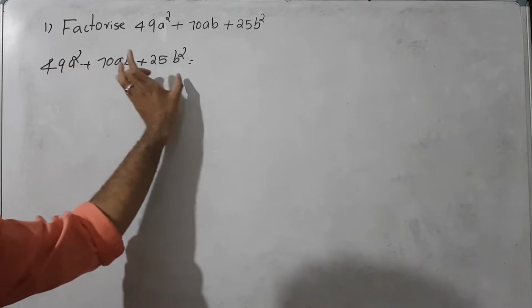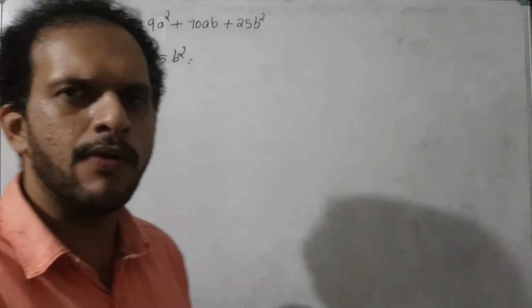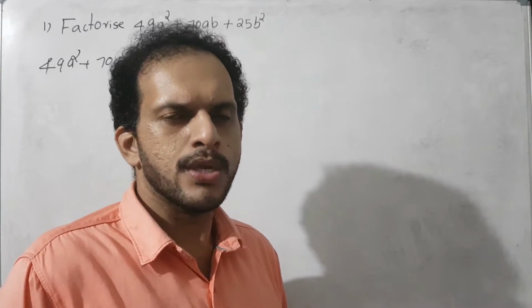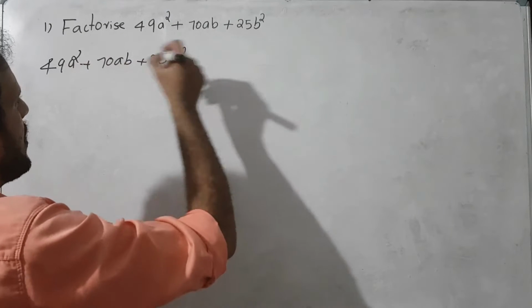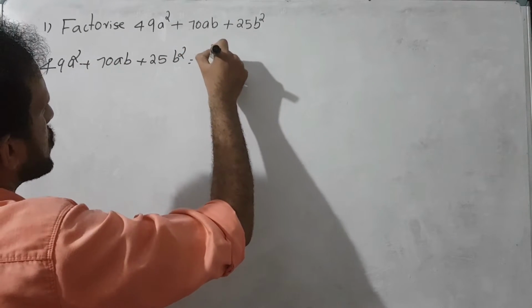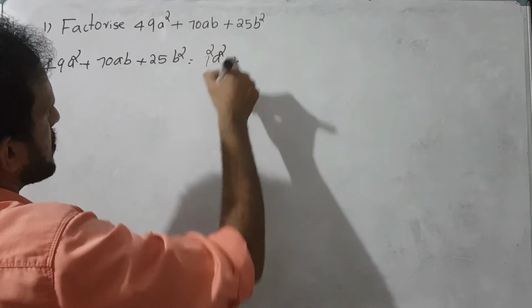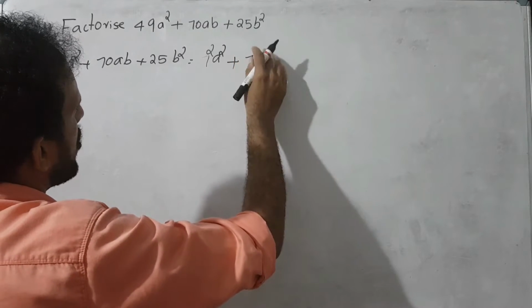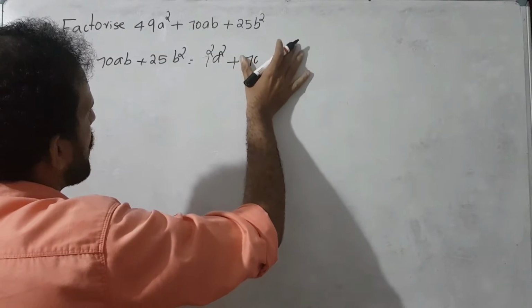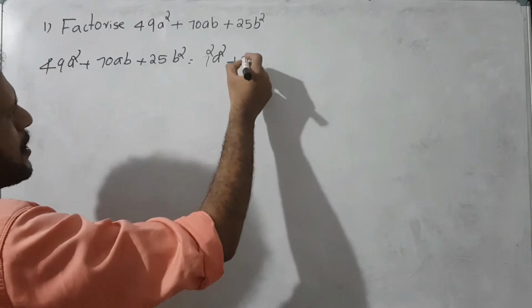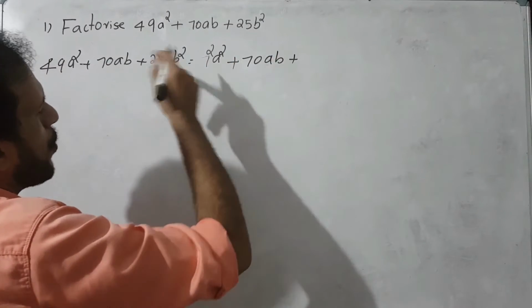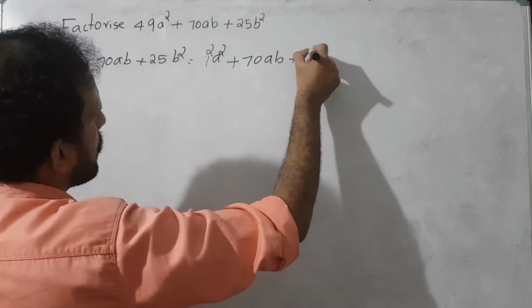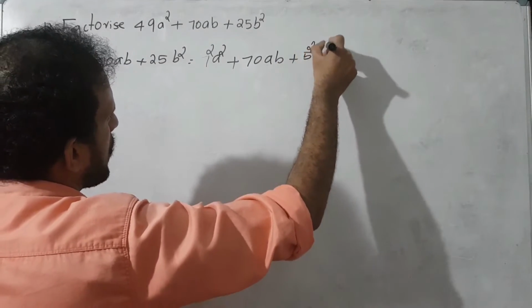So we start like this: 49 is 7 square, so 7 square a square, plus 70ab. The 70ab is the middle term, correct? It's not necessary to split 70ab. Plus 25, which we write like this: 5 square b square.